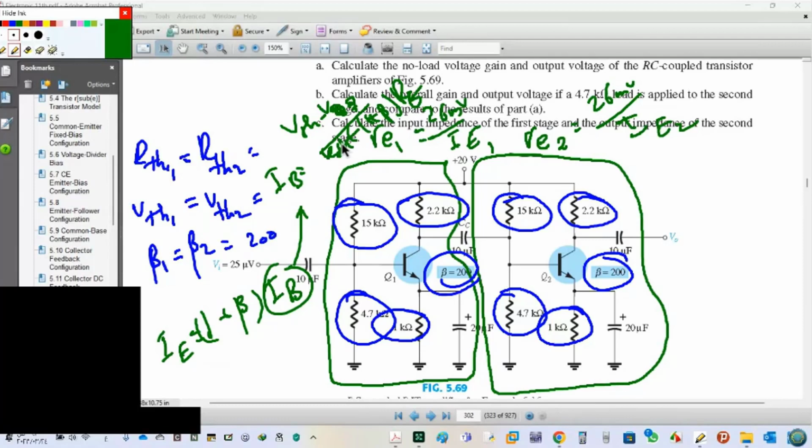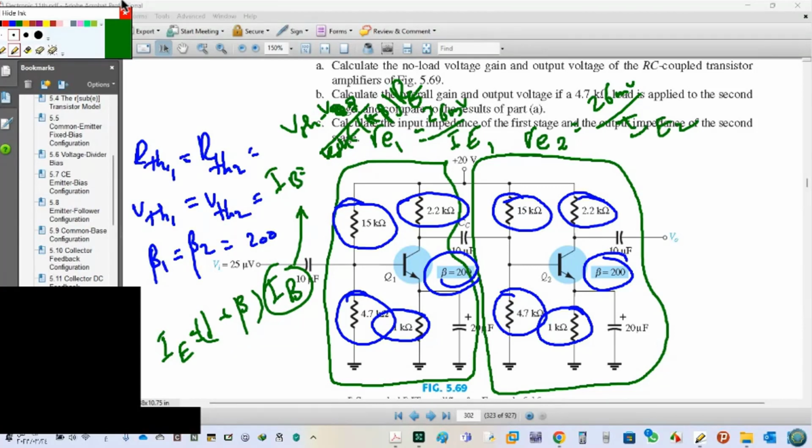So you have to calculate RE1, RE2. Here RE1 and RE2 are the same, so it doesn't matter here. But if we have different beta, we have to calculate RE1 for each stage. We have to calculate RE1, RE2, and after that IE1, IE2, then start to calculate the rest of the parameters.